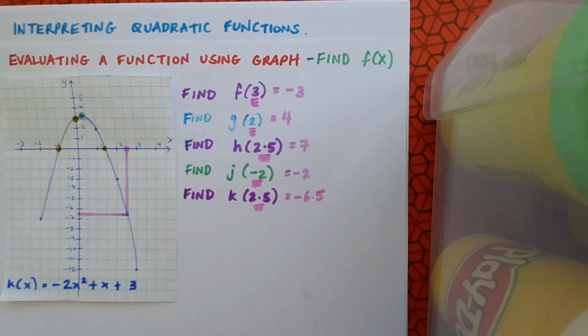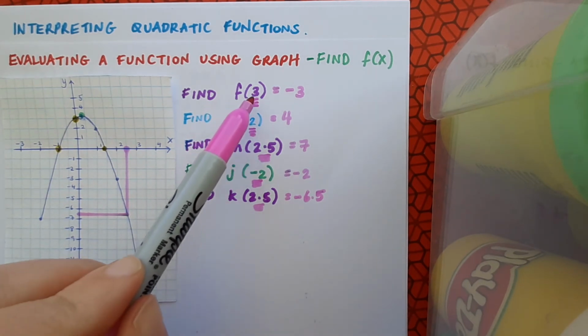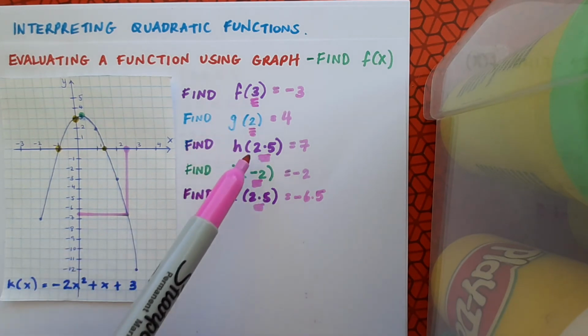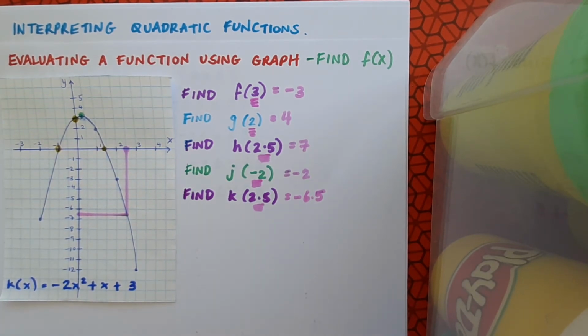So to summarise, if you're asked to evaluate f of 3 or g of 2, or whenever there's a number inside this bracket, then you always go to that value on the x-axis, draw a vertical line, meet the curve, go to the y-axis. The y-axis number is your answer.